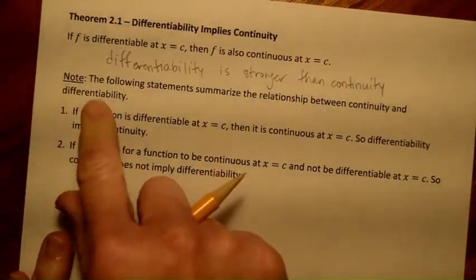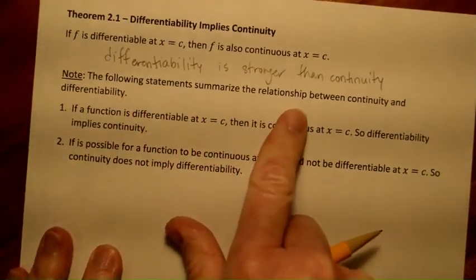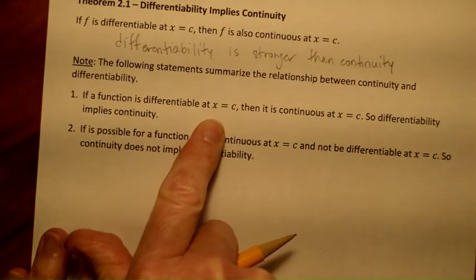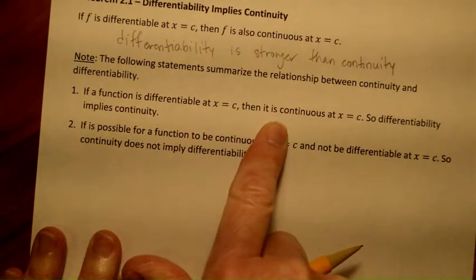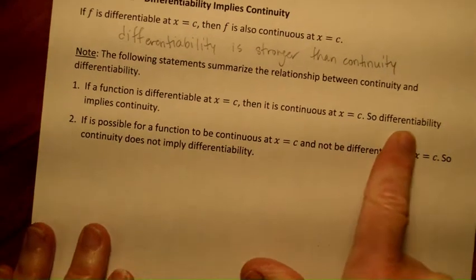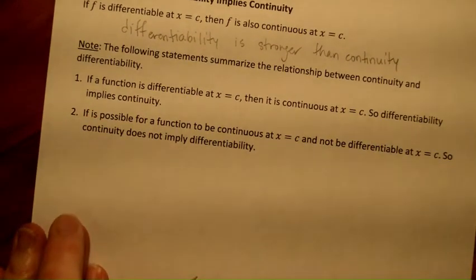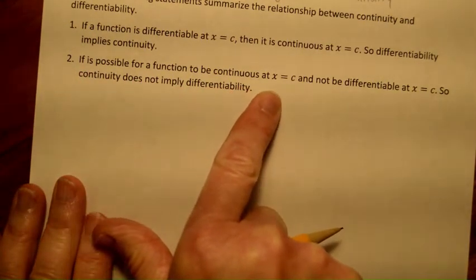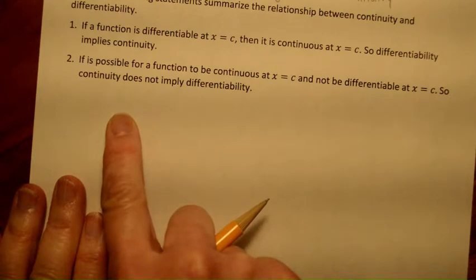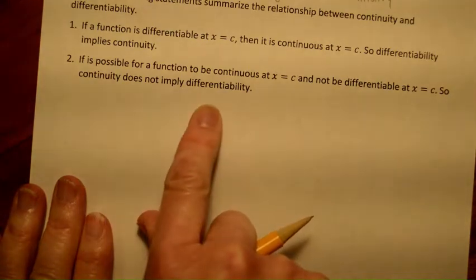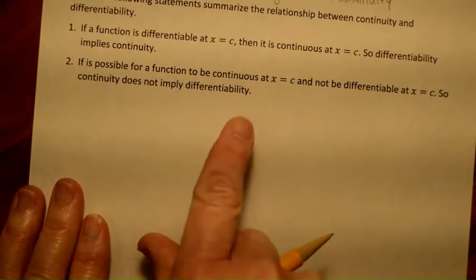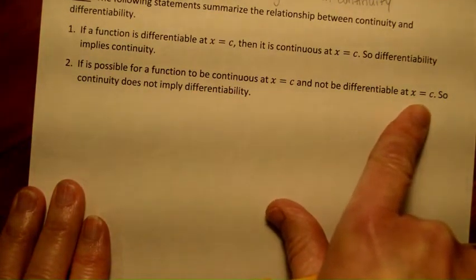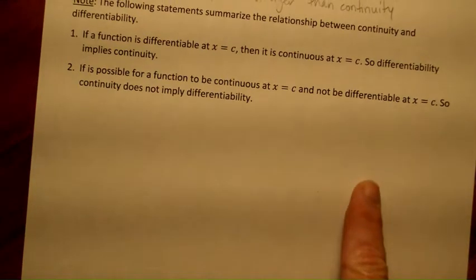All right, so let's look at these relationships here. The following statements summarize the relationship between continuity and differentiability. If a function is differentiable at x equals c, then it is continuous at x equals c, so differentiability implies continuity. However, it is possible for a function to be continuous at c and not be differentiable at c. Therefore, continuity does not imply differentiability. Again, we just saw two examples where the function was continuous at c, but it was not differentiable. And again, those two examples right here.